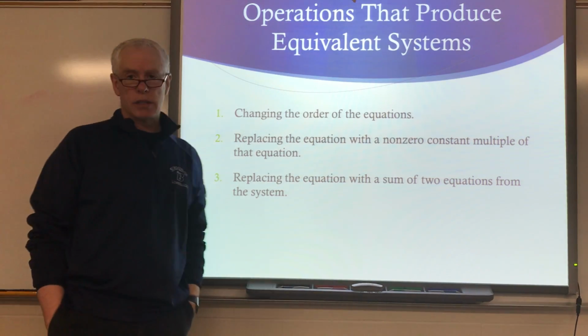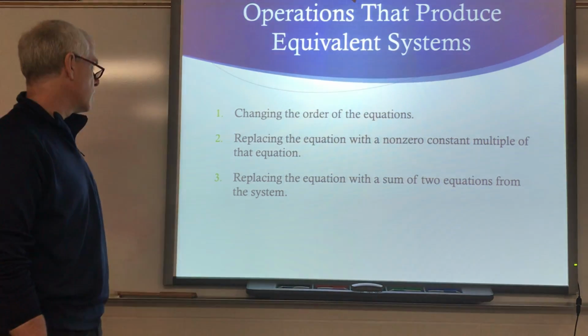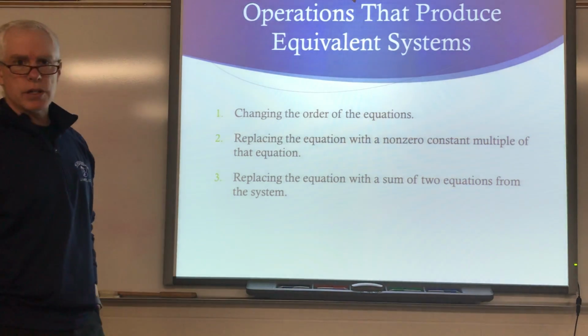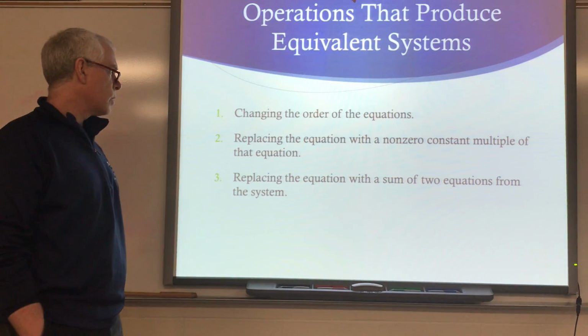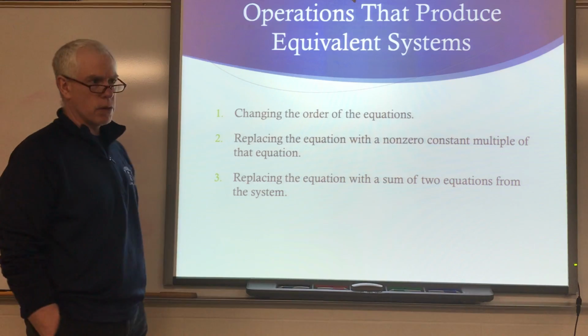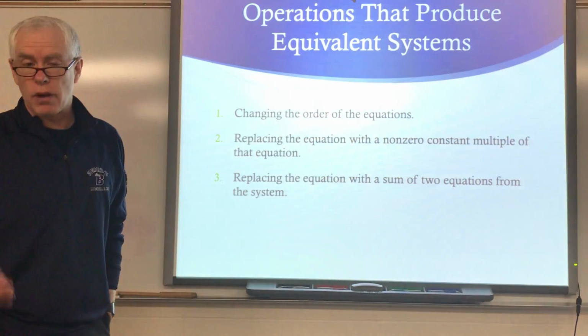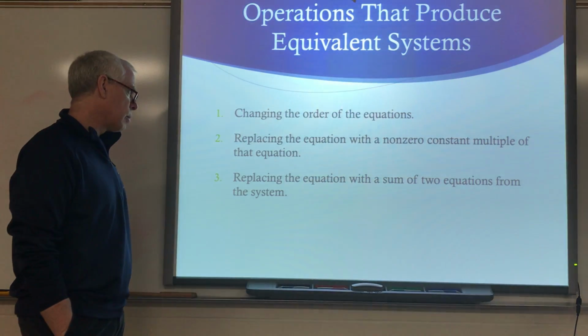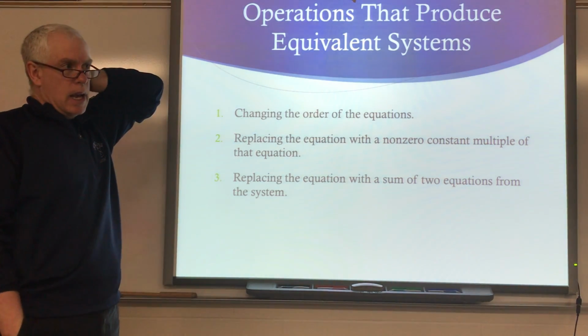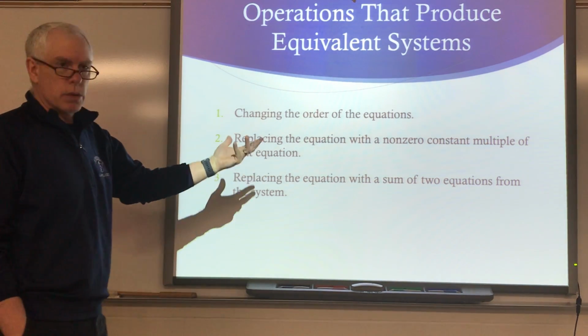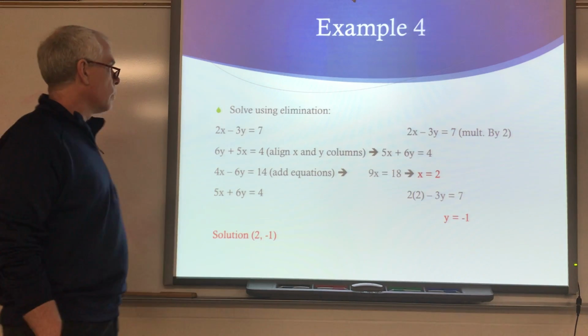Operations that produce equivalent systems, and we're going to use this when we do elimination here. You can change the order of the equations. It doesn't have to be first one, then second one. You can switch them. You can replace the equation with a non-zero constant multiple of the equation, so I can multiply any row by whatever I want. And I can replace the equation with the sum of two equations, so I could add or subtract the two equations and replace it with what I get. We're going to do that here with elimination.